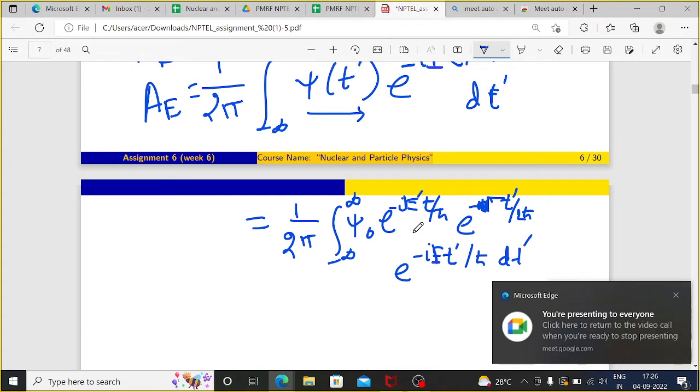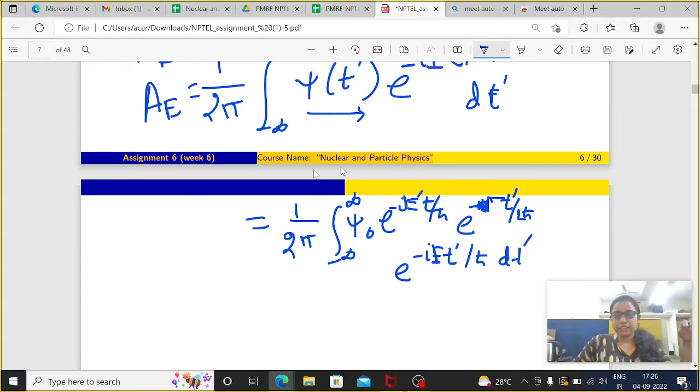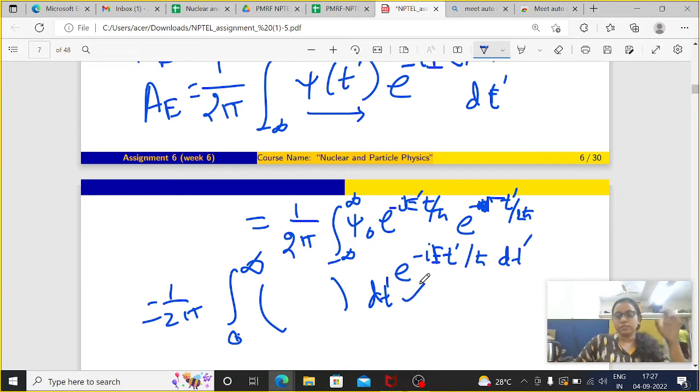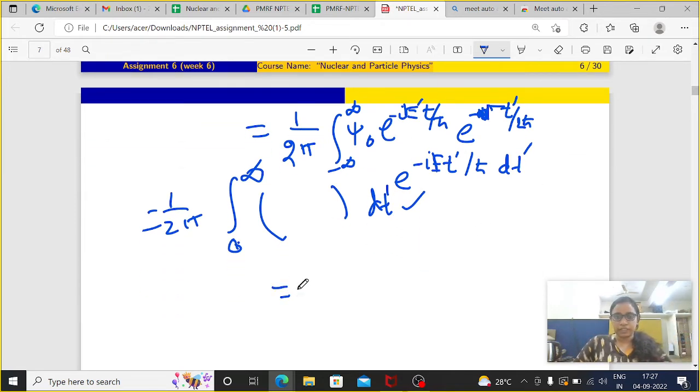Now this is a simple integration. If I collect all the things together, e to the power minus i(E prime plus i gamma by 2) into t prime, and then the dt prime integration is there. And obviously, for the dt prime integration, the limit should be from 0 to infinity, not from minus infinity to infinity, because as we already know, time can't take a negative value. So that's why the limit should be 0 to infinity, and the integration is on dt prime.